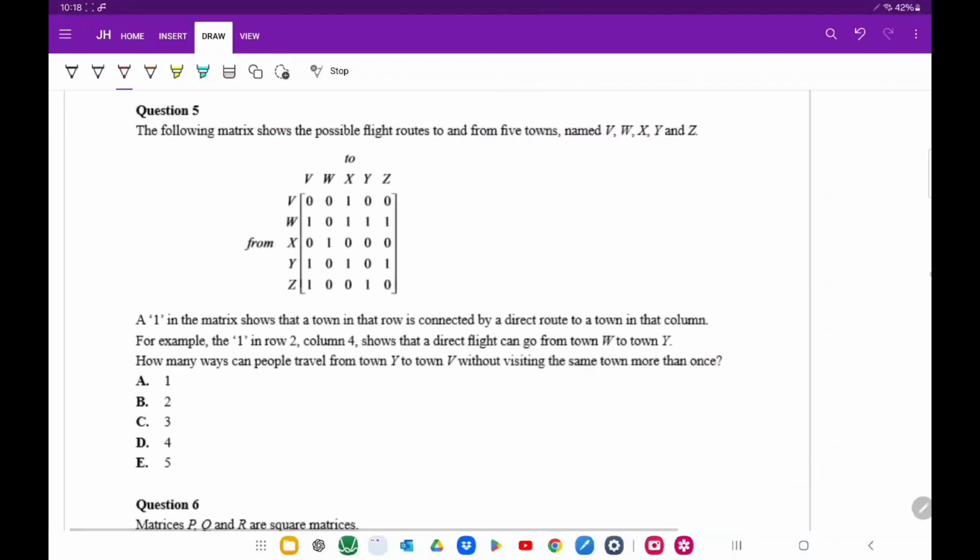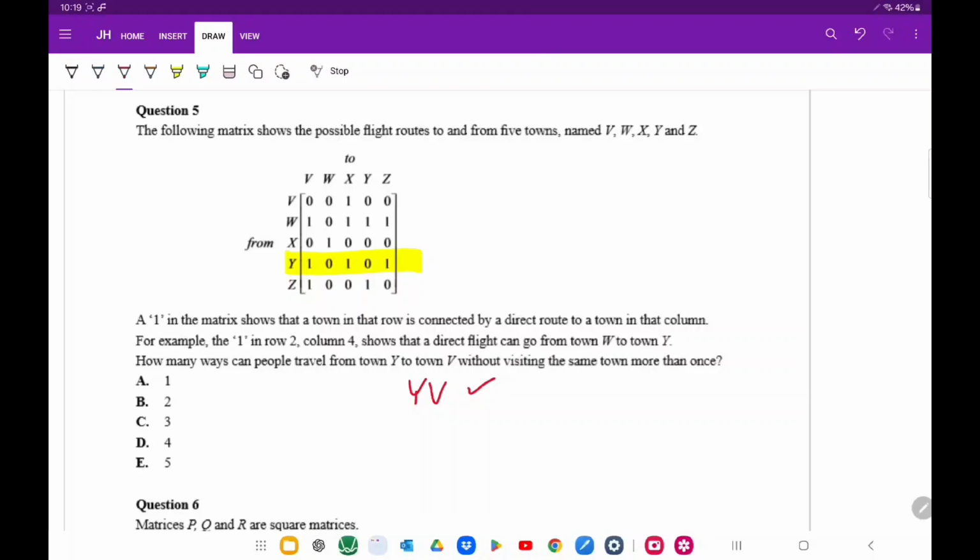Alright, question 5 talks about possible flight routes from V, W, X, Y and Z. It says how many ways can people travel from town Y to town V without using the same route more than once. So we want to get from Y to V. And if we investigate the situation, we've got to go from Y to V. Well, we've got YV as our first route. So we've got at least one.